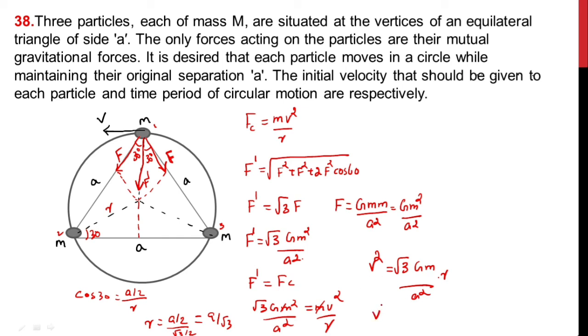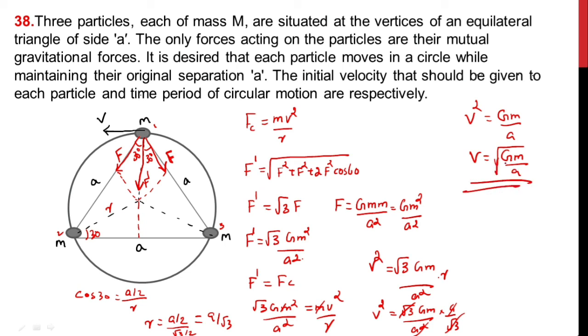Substitute the value here. We get v square is equal to root 3 G m divided by A square into A by root 3. Root 3 cancels, one A cancels. So v square is equal to G m divided by A. Therefore v is equal to root of G m divided by A. So we have the equation for the velocity.